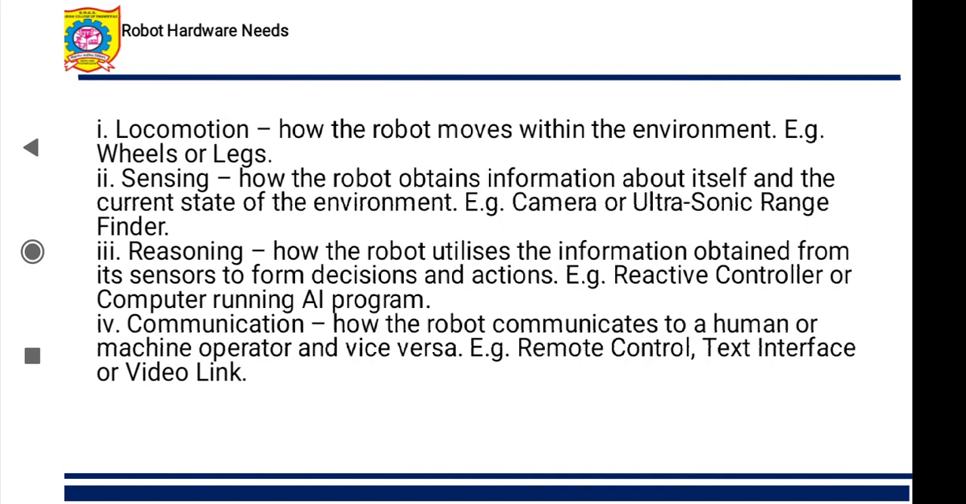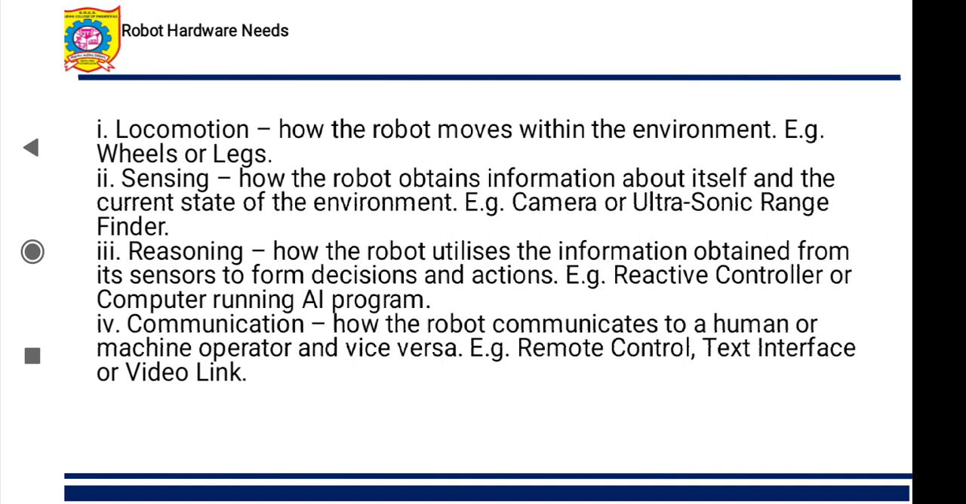So what is locomotion? As I said, a robot has to move from one place to the other in the environment. For example, it will require wheels and legs to do so. Secondly, it requires sensing. Sensing means robots obtain information about themselves and the environment. Like, a robot is moving, right? So it has to sense what is there further, whether an obstacle is there or not. So in order to sense different things, it has a camera or ultrasonic rangefinders with it.